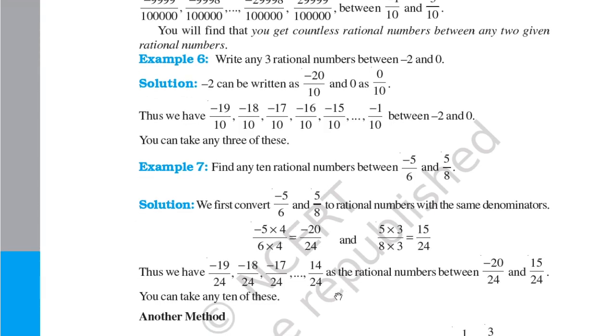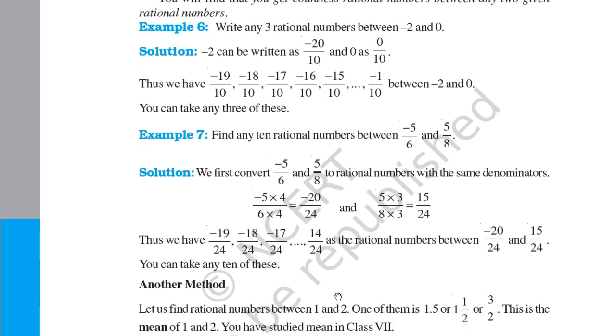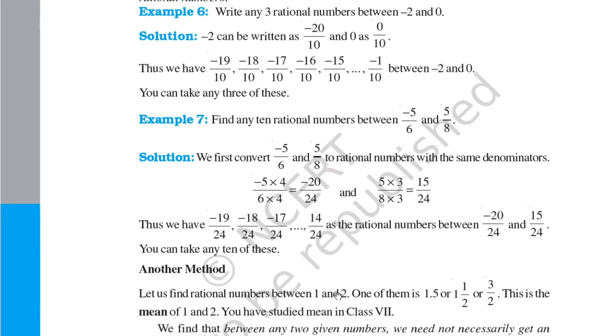Now, see this example: find any 10 rational numbers between minus 5 by 6 and 5 by 8. We first convert minus 5 by 6 and 5 by 8 to rational numbers which have the same denominator. So what we have done, we have multiplied and divided by 4. We get minus 20 upon 24, and 5 by 8 multiplied and divided by 3, you get 15 by 24.